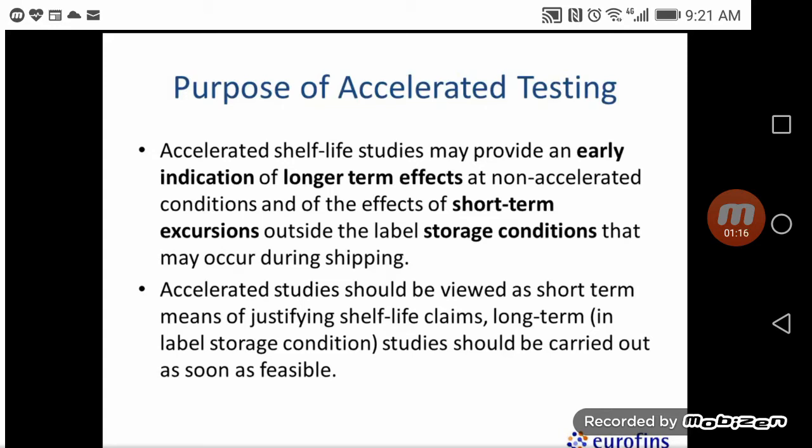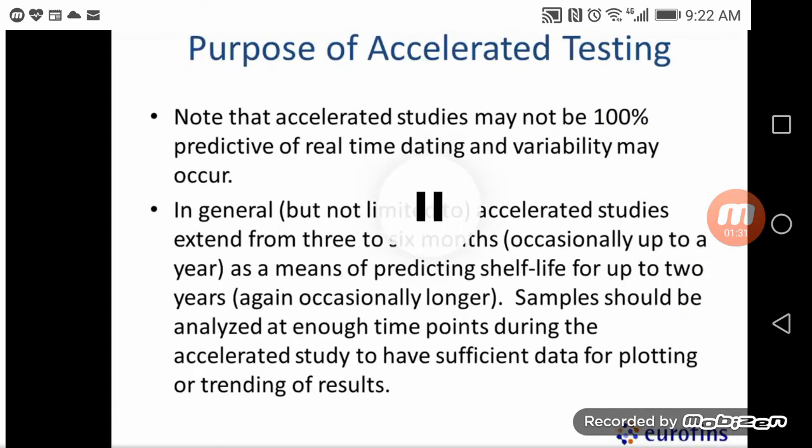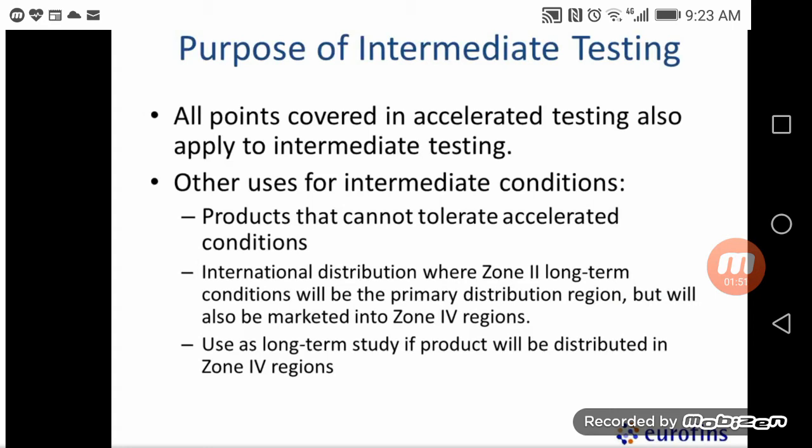So what people will do is they'll set up, say, a 6-month shelf life study or a 12-month shelf life study, and they will get as much data as they can from the accelerated conditions, and they'll plot their trends compared to what is going on with their product in anywhere from 3 to 6 months and sometimes up to a year as a way of predicting shelf life for up to 2 years, and again, sometimes longer for your more shelf-stable products. And what you want to do during that period is you want to analyze the product enough times to get sufficient data for plotting and trending of your results. We've just covered the slides for accelerated.